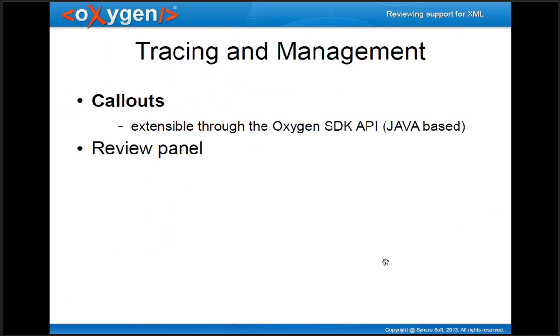I also want to add that the callouts are highly extensible through the oXygen SDK API, which is a Java-based API, and you can add your own custom highlights. You can present callouts for those highlights. You can even customize the text that is presented by a callout. To give you a possible use case, you can present a callout for every error message that oXygen presents after validation, so they are more visible. I think that would be cool.